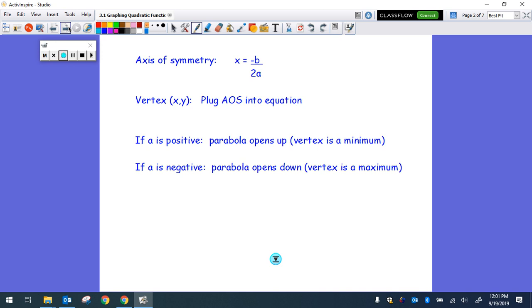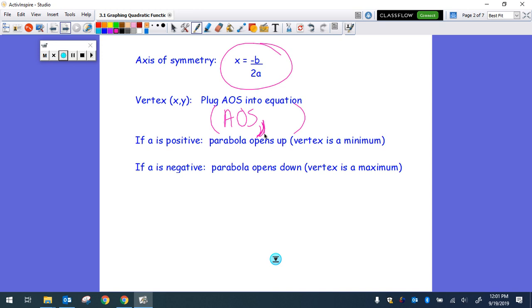All right, hopefully you wrote it down. This is your formula for axis of symmetry. Your vertex is always going to be an ordered pair. And whatever you found for your axis of symmetry, that's going to be the x number. And then to find this y number, you're going to plug whatever your axis of symmetry is into the equation. And I'll explain what that means in a little bit.